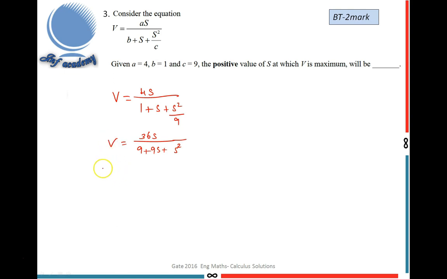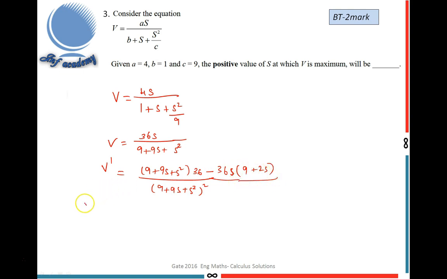Next, I find the V dash. Here I use the d of u by v formula, that is v into u dash minus u into v dash, whole divided by v square. v is 9 plus 9s plus s square, u dash is 36, u is 36s, v dash is 0 for 9, 9 for 9s, and 2s for s square. Next, I solve the equation v dash equal to 0, then only I get the critical points of S.